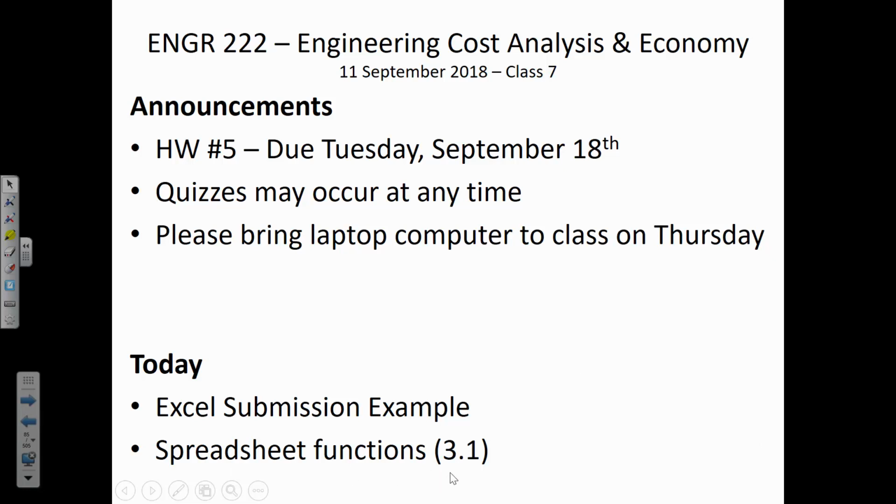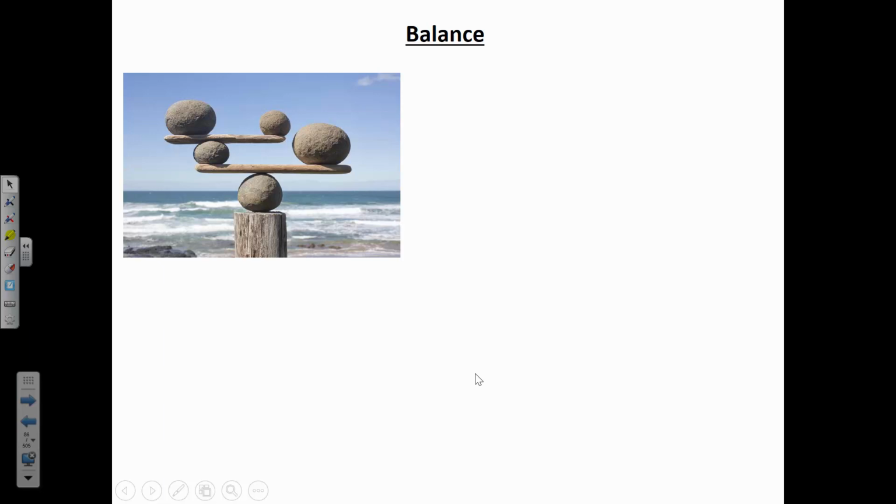All right, now we're moving into chapter 3 in the book, where we're going to be discussing how to use spreadsheets to solve some of the questions that we've already looked at. And the nice thing about the spreadsheets is they'll enable us to handle more complicated questions than it would be convenient to solve by hand. So let me introduce you to one new idea before we start working on the spreadsheet stuff, and that's the idea of cash flow balance.